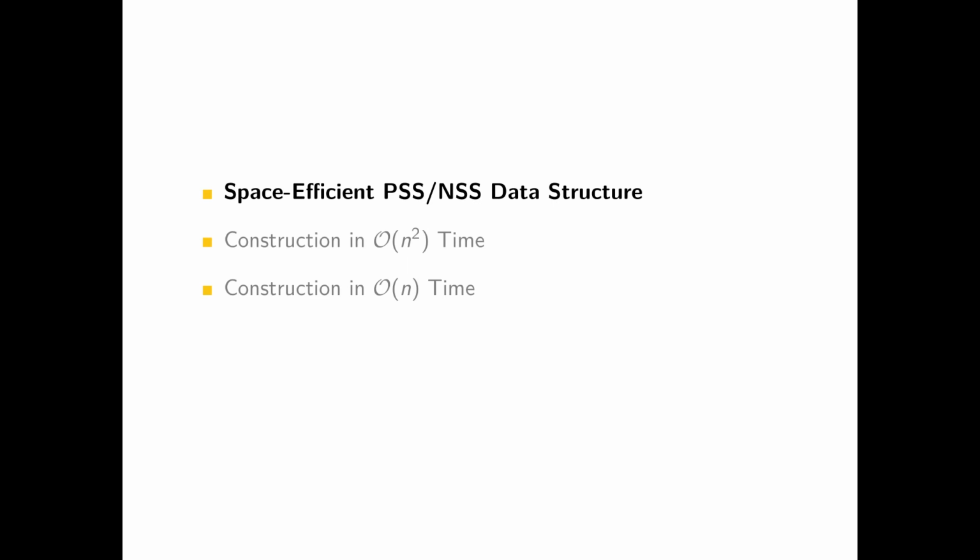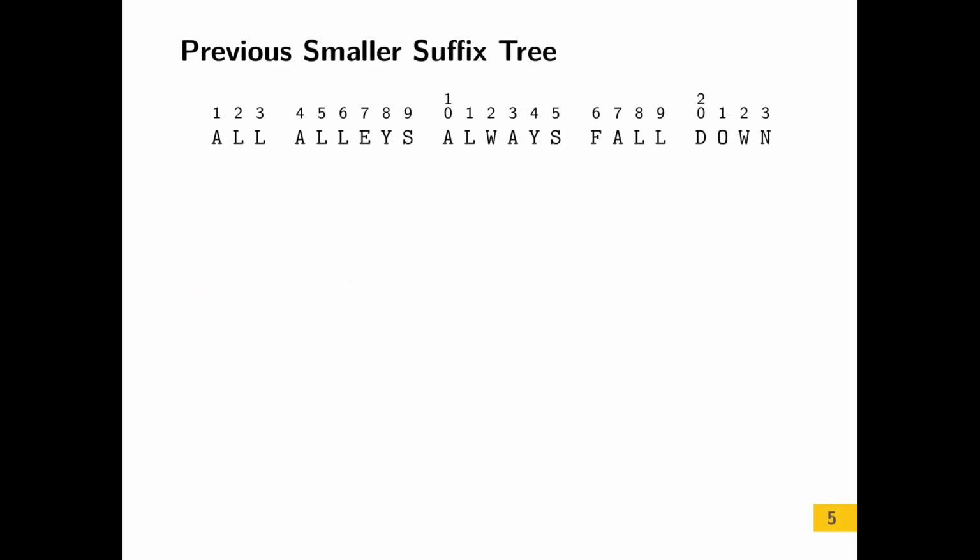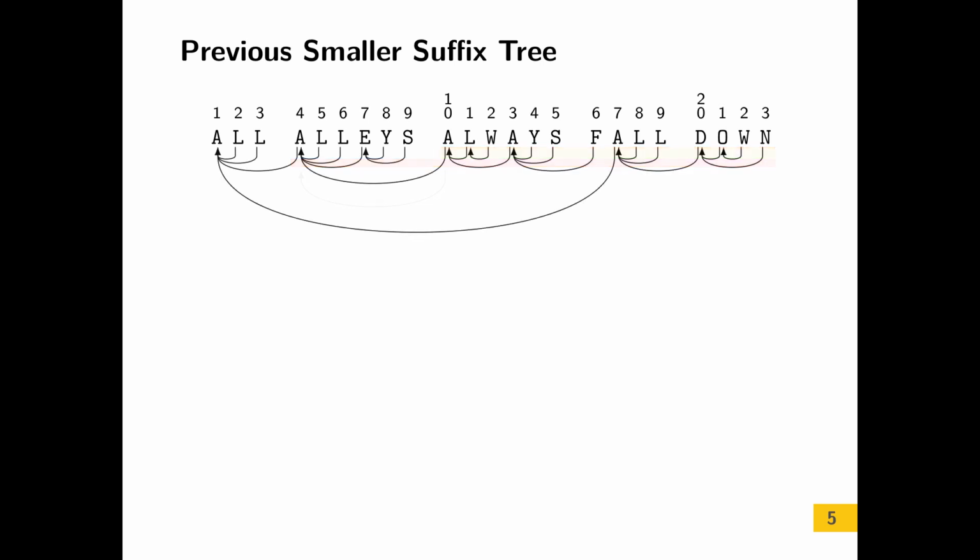For the purpose of explaining the succinct data structure, we will continue using the example from the introduction. As we have seen earlier, the PSS of suffix 10 is suffix 4. We visualize this by drawing a directed edge from position 10 to position 4. Now I will add the respective edges for all other text positions. It is easy to see that the resulting structure forms a tree in which each text position is a child of its previous smaller suffix.